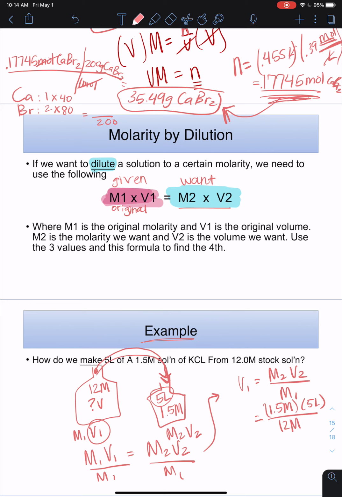Okay. So when you do this math, so you say 1.5 times 5 divided by 12, you get 0.625 liters. So what that means is out of this big stock solution, I'm only going to measure 0.625 liters, okay? Or that's really 625 milliliters. That's how we look at it. Anyway, so that is your volume 1. That is what you solved for.